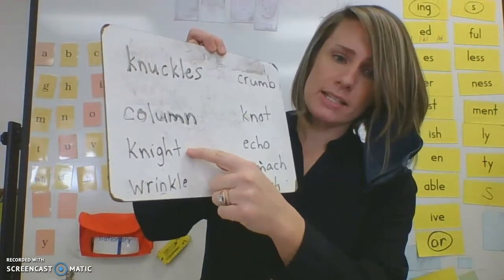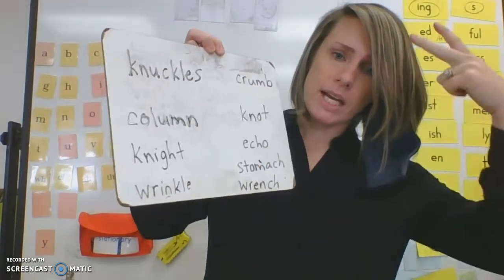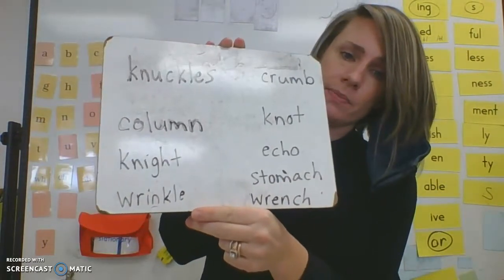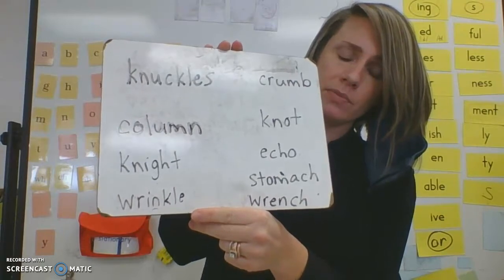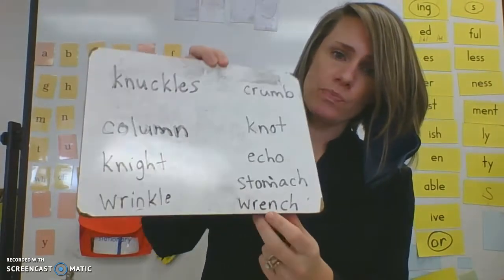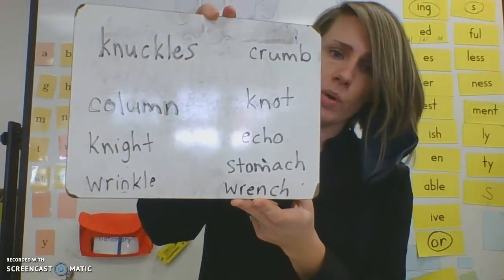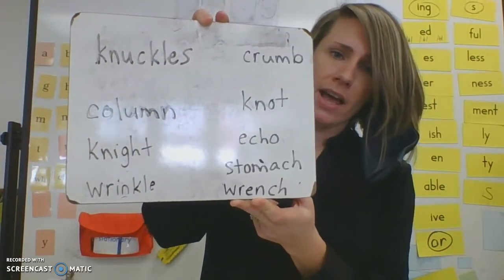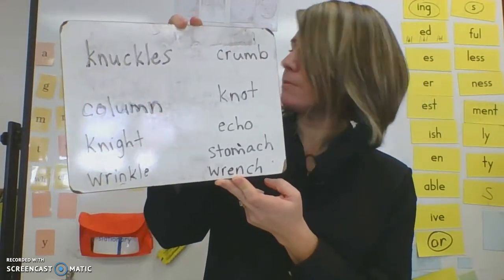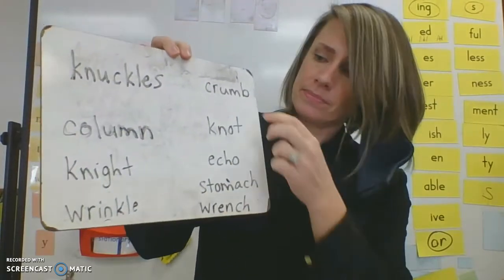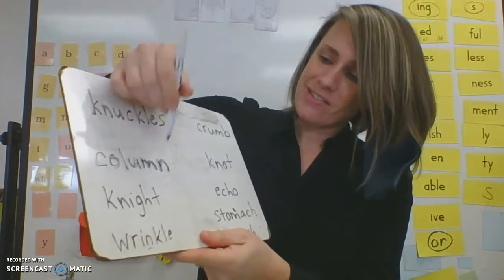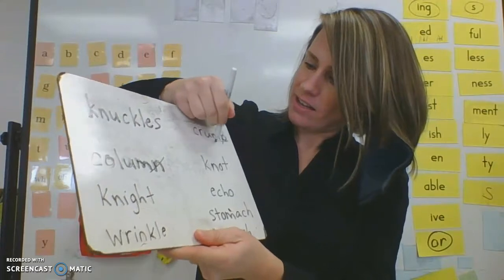Knight. So which knight is this? Like a knight in armor. That's right. Which one of these words is a tool? Wrench. And which 2 of these words have a digraph with a silent letter? Crumb and column. These are my silent letters, so I'll go ahead and cross them off.